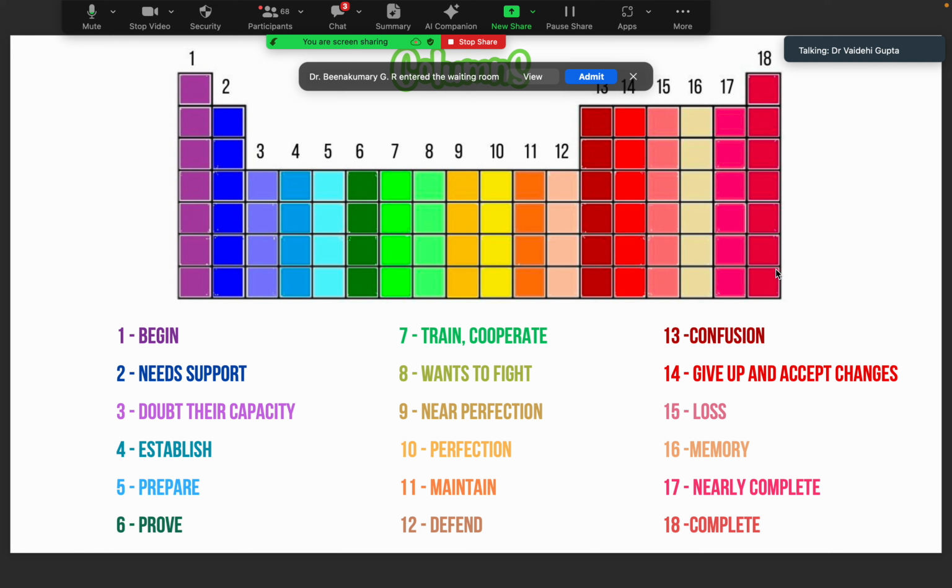In column 4, they establish, they know that yes, they want success. Column 5, they prepare themselves to get that success. Column 6, they want to prove themselves that yes, they can get the success. Column 7, they train more and more. Column 8, they want to fight, they want that struggle. Column 9 is near perfection, because column 10 is perfection, the phase of success. So column 9 is near perfection.